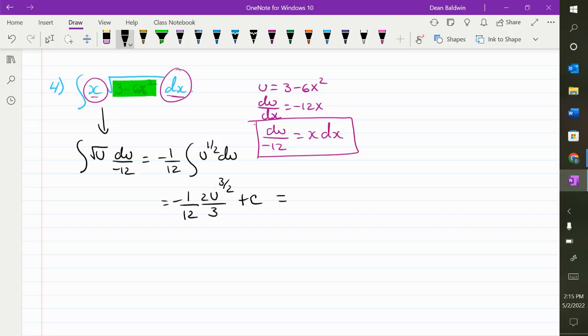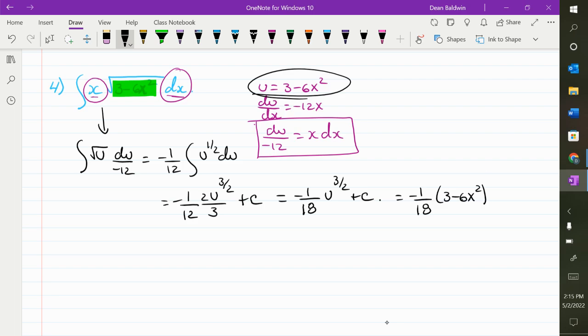Now we got to clean this all up. 2 over 12 is 1 over 6. Times 1 over 3, that gives me -1 over 18 u to the 3 halves plus c. I don't want u in there. I want what my substitution was. 3 minus 6x squared to the power of 3 over 2 plus c.